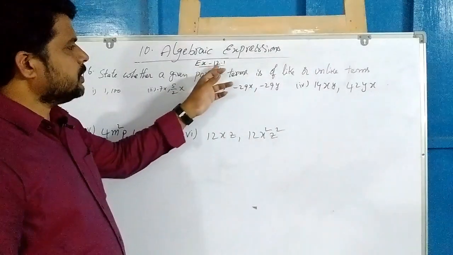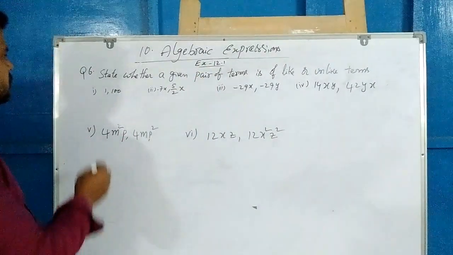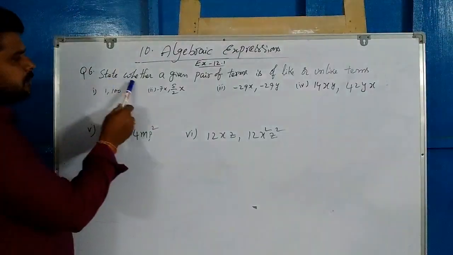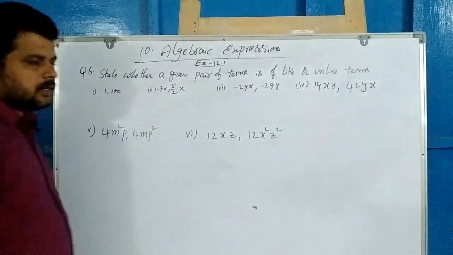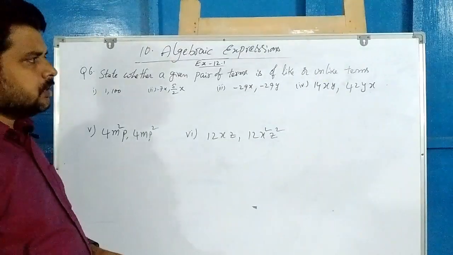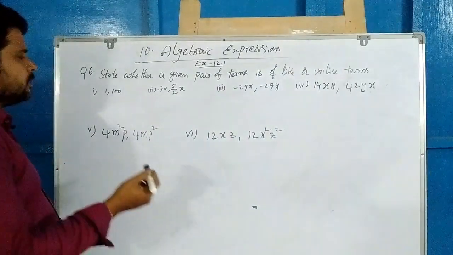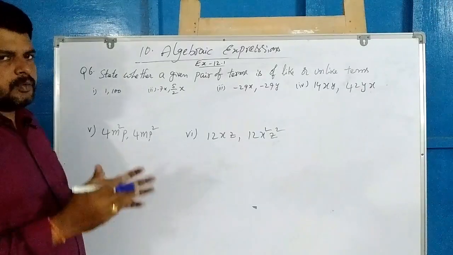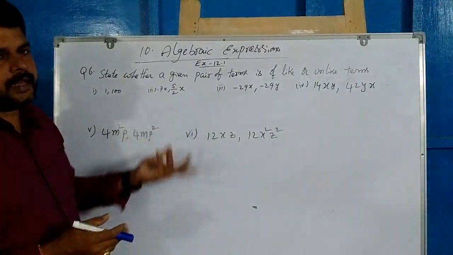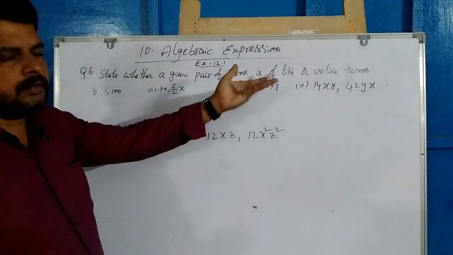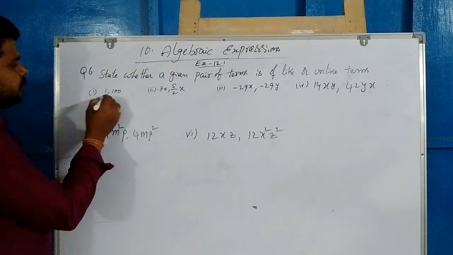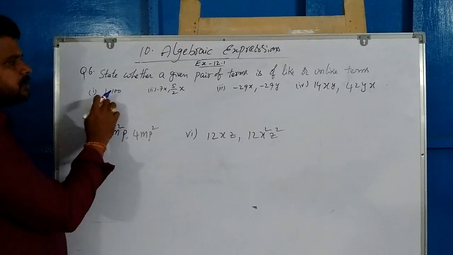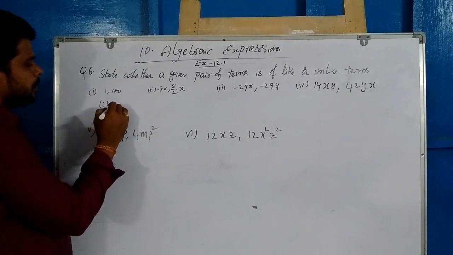So in the same exercise 12.1 we have question number 6. State whether a given pair of terms is like or unlike terms. Like terms means the same type of variables we have; those are called like terms. Different variables, unlike terms. Now see the sums, 1 and 100. Both are constant values, so like terms.